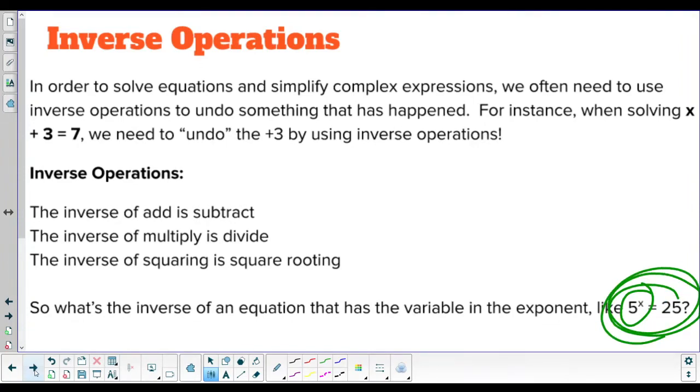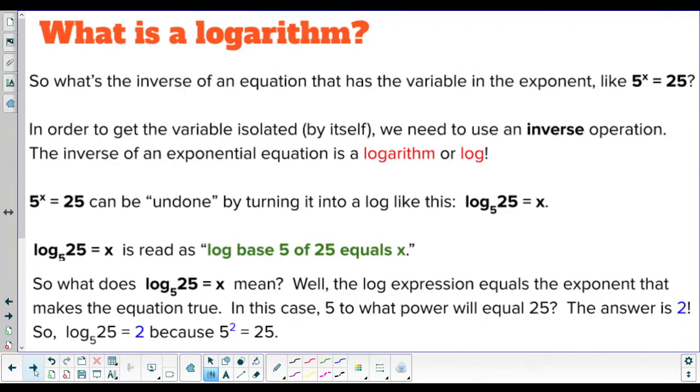And that math operation is a logarithm. A logarithm is the inverse of raising a number to a variable. In order to get the variable by itself, what we need to do is an inverse operation to remove the base from it, so to speak. And that inverse is a logarithm. I will abbreviate it as log. I'm going to say the log of.